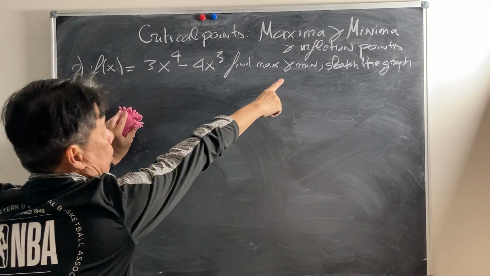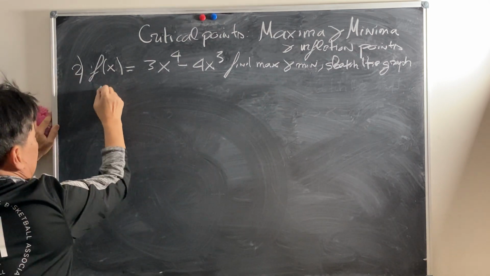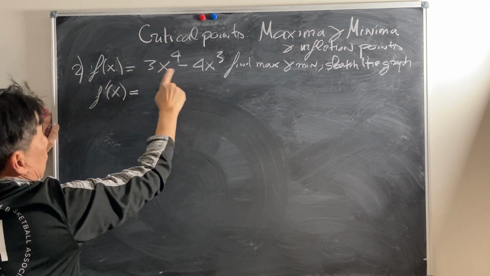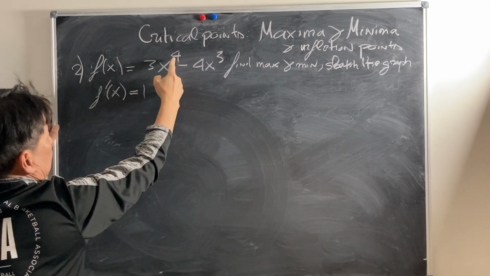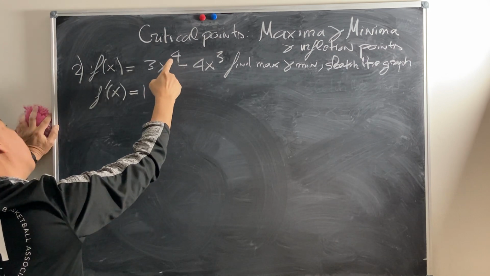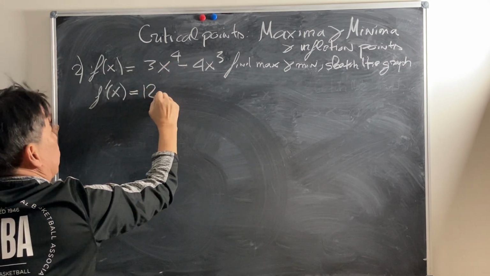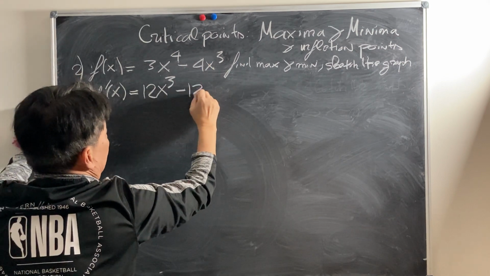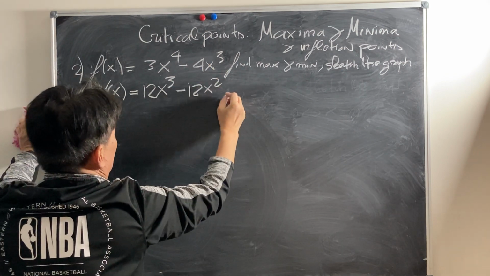To find the maximum and minimum points, just take the derivative. The first derivative, f prime of x, will be equal to this derivative. Apply the power rule: you get 4 times 3, 12, 12x cubed, and minus 12x squared. Okay, and set it equal to 0.